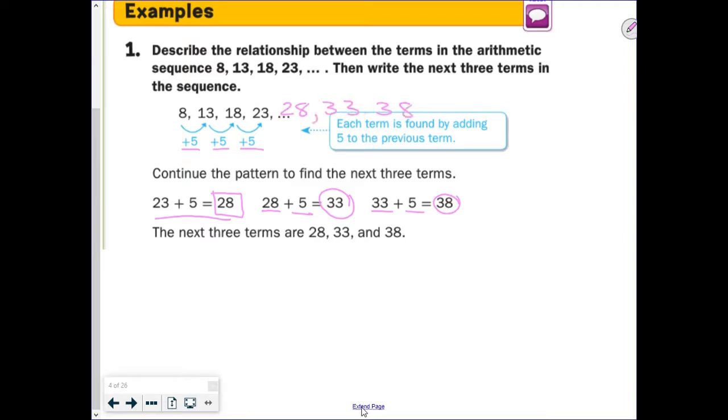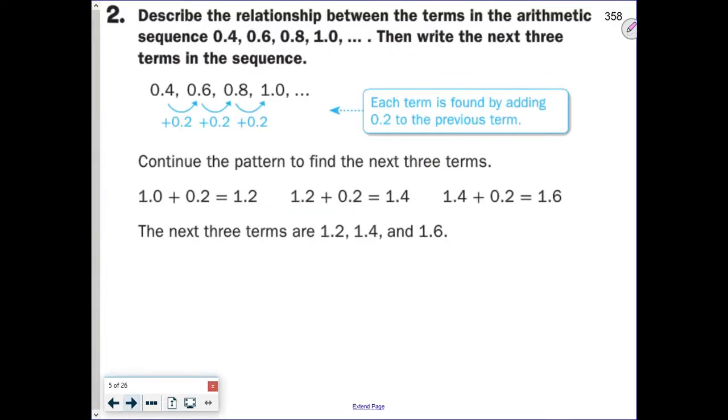I also want to point out the pattern in the numbers. 8, 3, 8, 3, 8, 3, 8. Because we're going up by 5s, you have a repeated number in the ones place. So even within the general pattern that we're seeing, there is a smaller, more specific pattern as well.